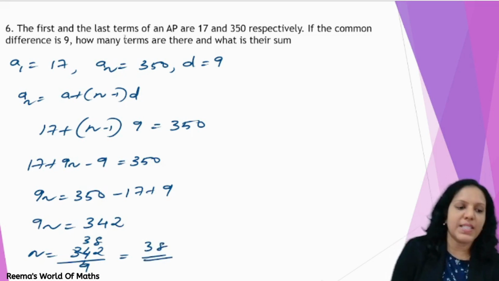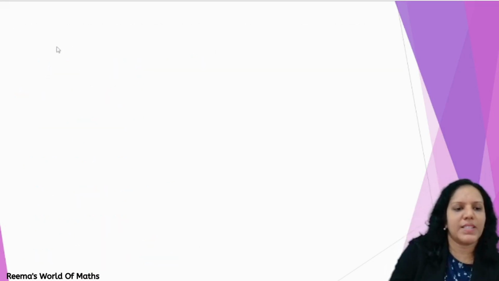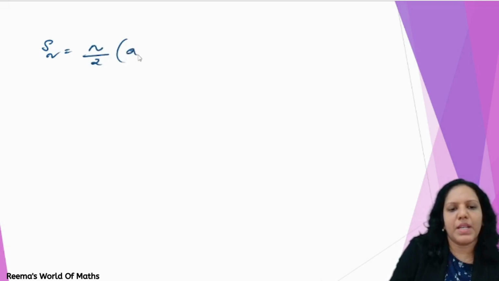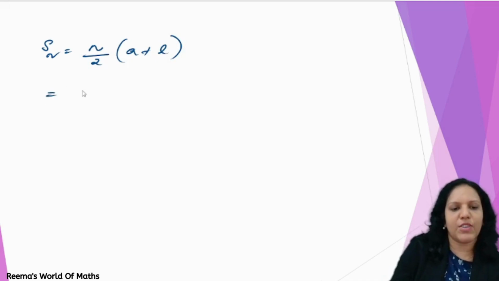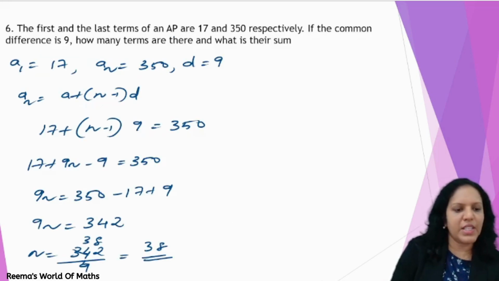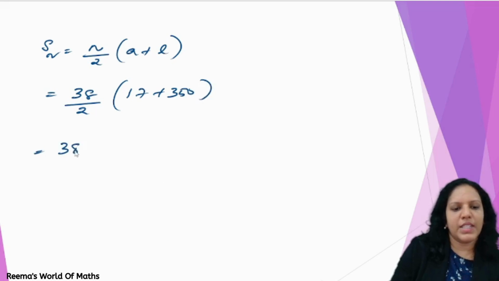Now we need to find the sum. So we know if we know the last term and the first term, the formula to find the sum is Sn equals n by 2 multiplied by (a plus L), where a is the first term and L is the last term. So that is n equals 38 divided by 2, and a equals how much? a is 17 and the last term is 350. So that is 38 divided by 2 multiplied by (17 plus 350).